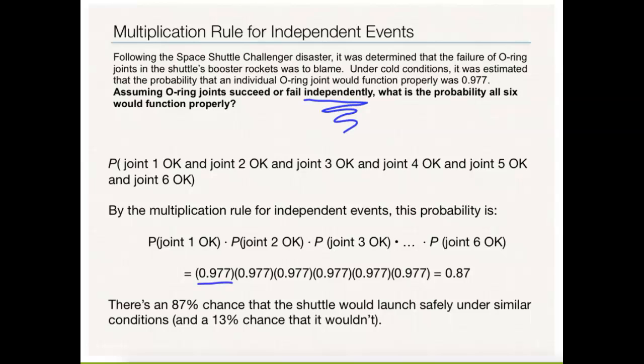So in this case, that's 0.977 for each O-ring. So I end up with just 0.977 to the sixth, or about an 87% probability. And so there's an 87% chance that the shuttle would launch safely under similar conditions, and a 13% chance that it wouldn't. Which, 87% isn't bad, but when it's literally a life or death situation, that's probably not a probability you want to rely on.